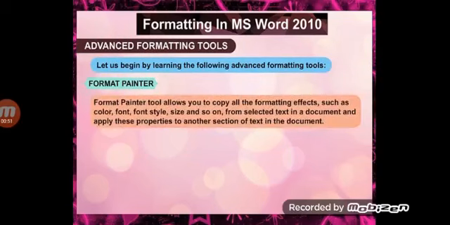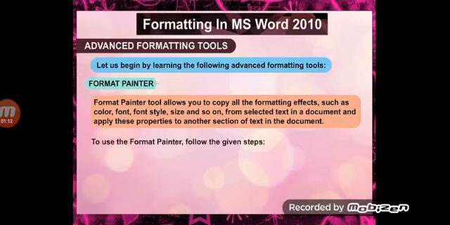Format Painter. The Format Painter tool allows you to copy all the formatting, such as color, font style, size and so on, from the selected text in a document and apply this property to another section of the text in the document.